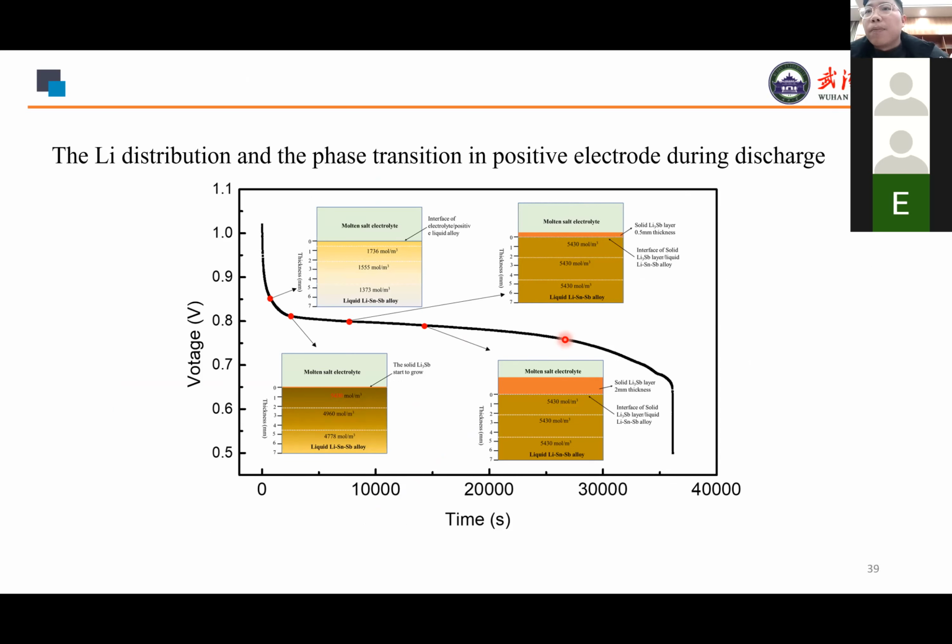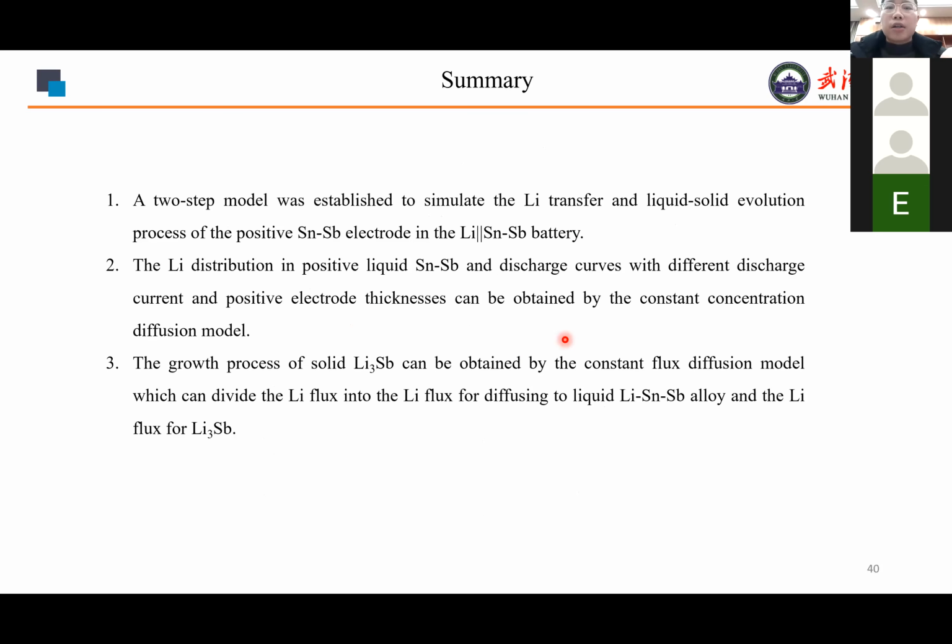Some factors are simplified, such as the convection, the current distribution on the positive surface, and so on. However, we think that the value of this two-step model is that it can describe the two different mass transfer processes during discharge and link them together into a continuous process. And that's a summary of this part.